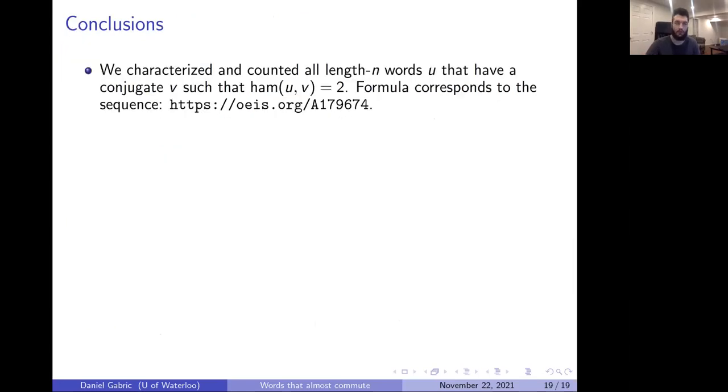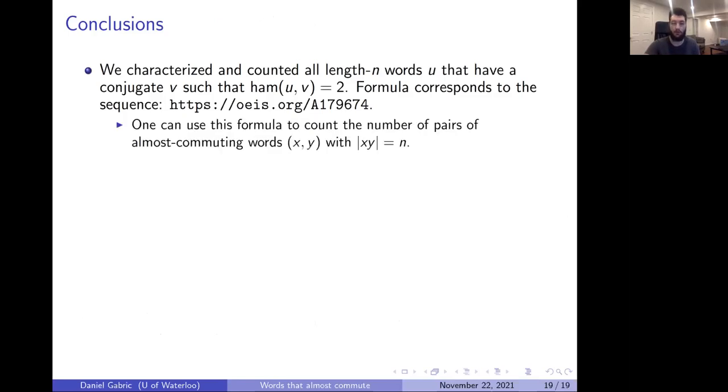So in this talk, we characterized and we counted all length n words that have a conjugate such that the Hamming distance between them is 2. And this formula corresponds to the following OEIS sequence. There's a link to it here. And also one can use this formula to count the number of pairs of almost commuting words such that the length of xy is fixed.